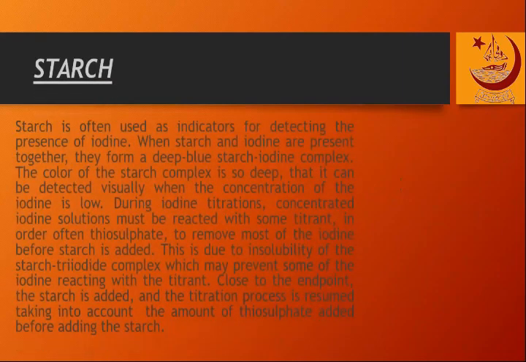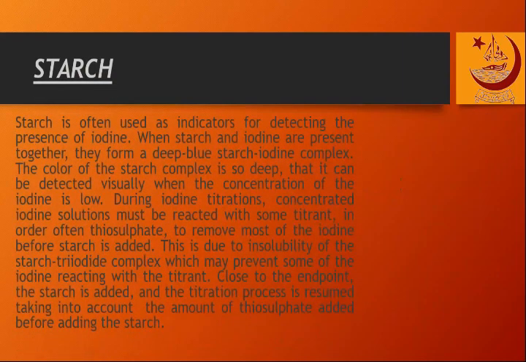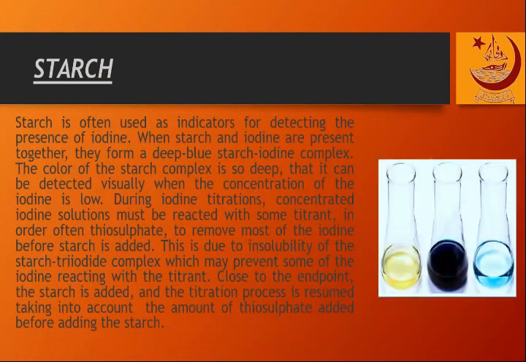Starch. Starch is often used as indicator for detecting the presence of iodine. When starch and iodine are present together, they form a deep blue starch-iodine complex. The color of the starch complex is so deep that it can be detected visually when the concentration of the iodine is low. During iodine titrations, concentrated iodine solutions must be reacted with some titrant, often thiosulfate, in order to remove most of the iodine before starch is added.